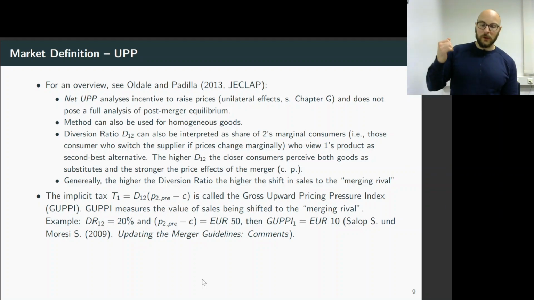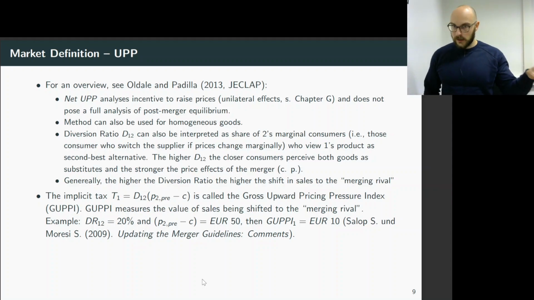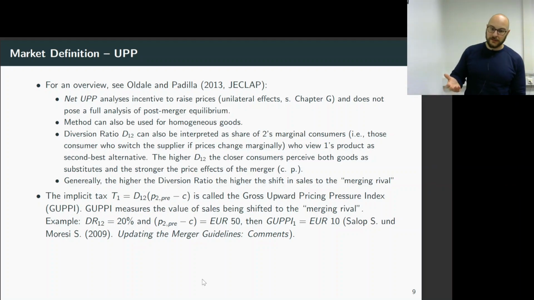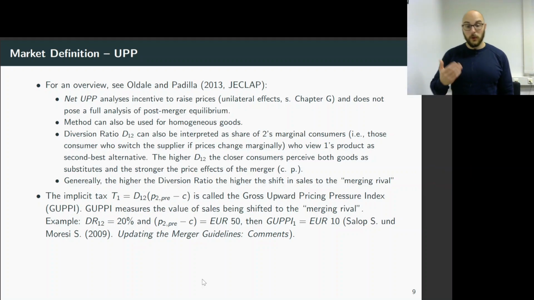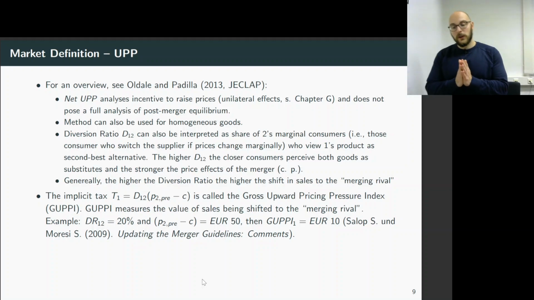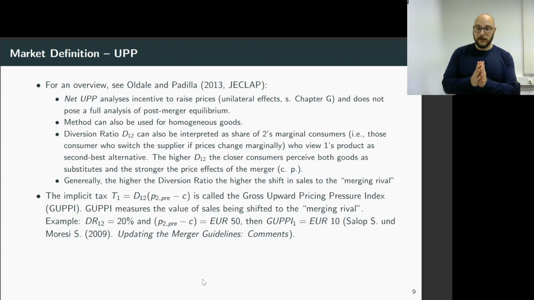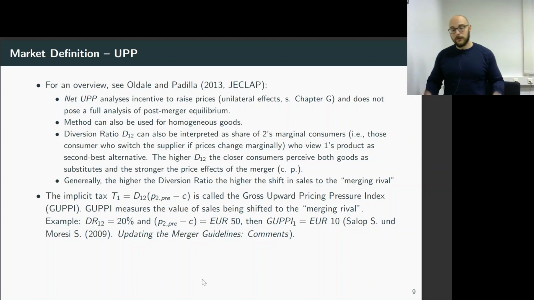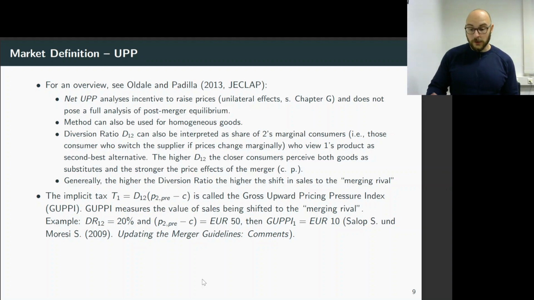Okay, what is also defined in the literature is that this implicit tax, which we had on the left-hand side of our UPP test, is also called the gross upward pricing pressure index. Why gross? Well, because we do not take into account any cost savings, and it's an index here. And this GUPI, as it is called, is the value of sales that are being shifted to the merging rival. If you take an example with a diversion ratio of 20% and a margin over marginal cost of 50 euros, then our gross upward pricing pressure index will be 10 euros, right? So this 10 euros is what you would have to save in order for the merger not to generate upward pricing pressure.